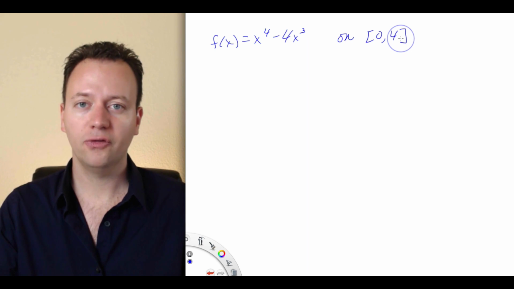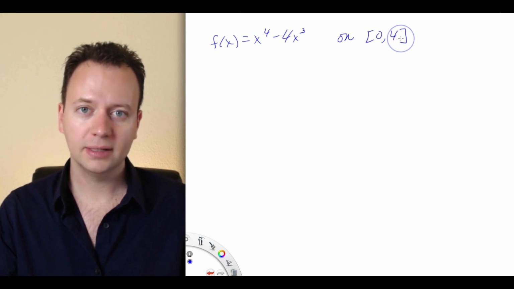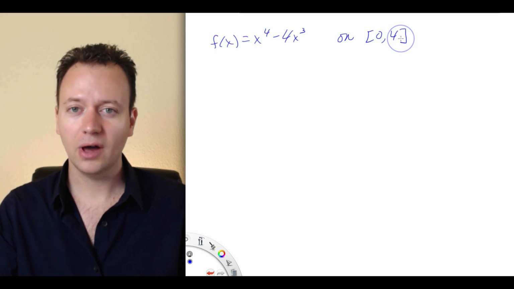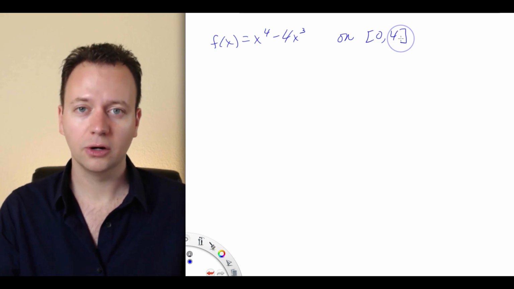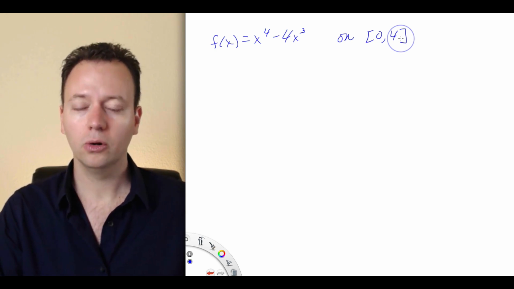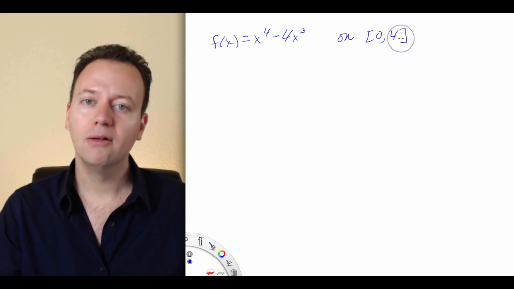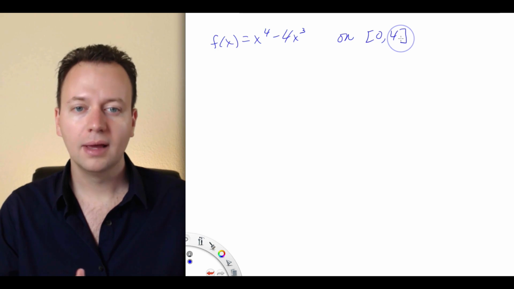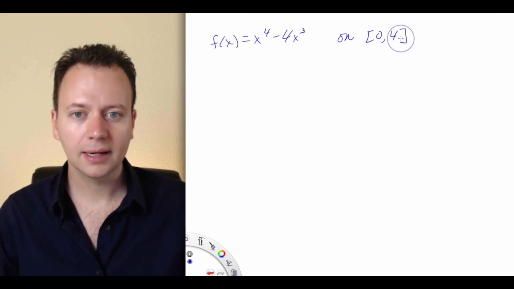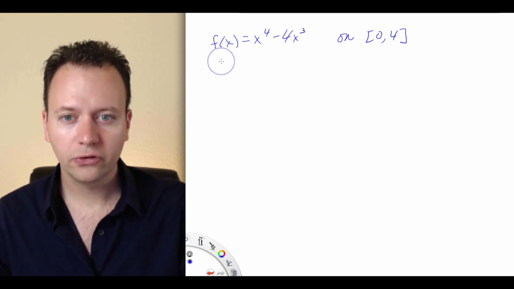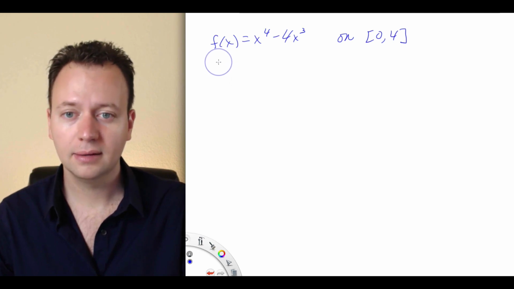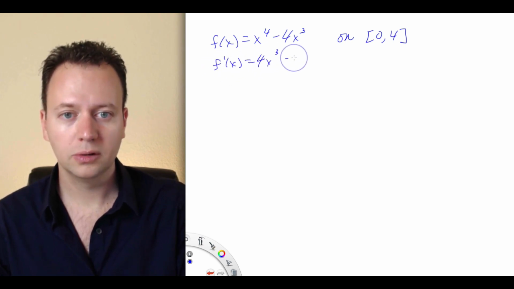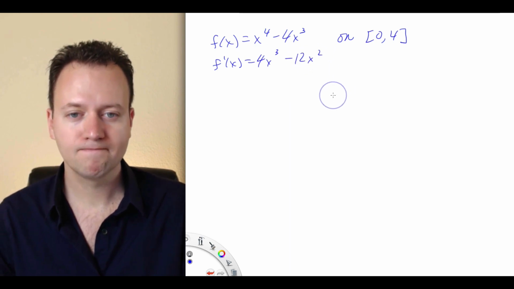So we want to identify all of the critical points. We want to identify what the endpoints are. We want to identify which critical points or endpoints are local minima or local maxima, inflection points, and then use the second derivative test where possible, and then see what the whole thing looks like. So first, we're going to start by taking the derivative. F prime of x, 4x cubed minus 12x squared.